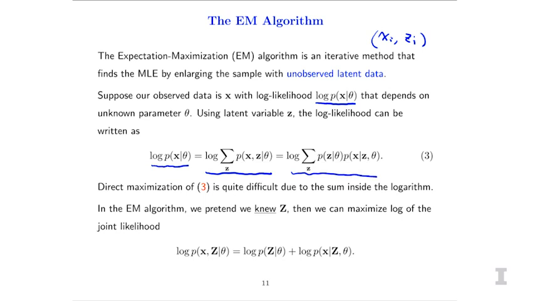However, directly maximizing 3 is quite difficult due to the sum inside the log. So in the EM algorithm, we will pretend we knew z, and then we're going to work with the log of the joint likelihood. So it's log of this. Here, and throughout my later derivation, I will purposely keep my z in uppercase, indicating that z is a random variable because we don't really observe z.